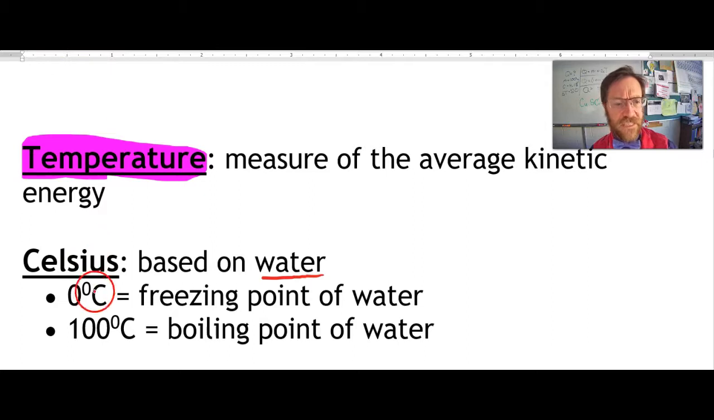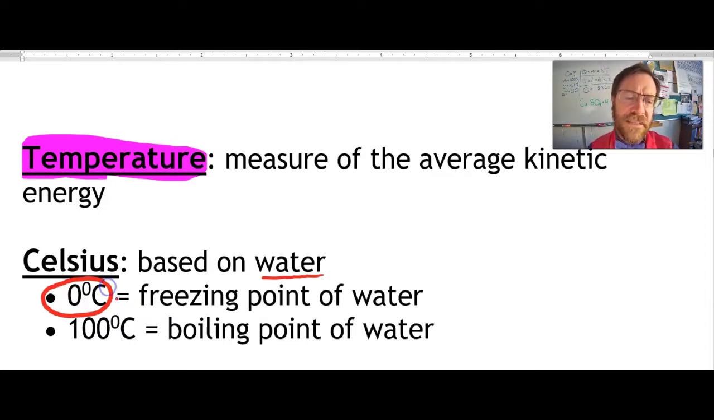So look at this right here. Celsius says that 0 degrees is the freezing point of water. Now, I know for a fact that every single one of us is aware that it can get much colder than 0 degrees Celsius. That's freezing. That's 32 degrees Fahrenheit.